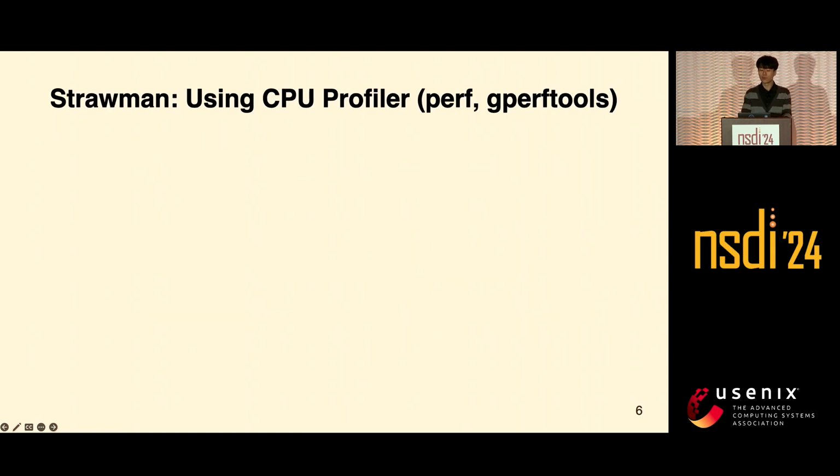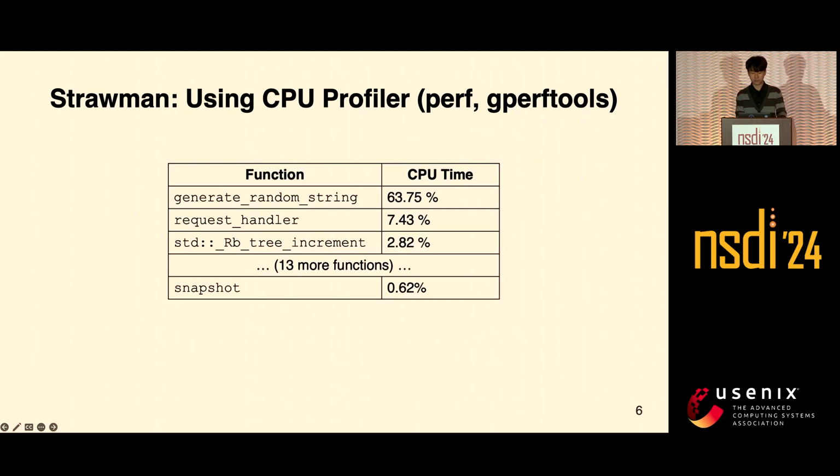What most people do for such performance debugging is to use CPU profilers, like Linux perf or the gperf tool, and look into which part of the code is using the CPU the most. This is the output of Linux perf for the example application. Even though the snapshot function is taking a long time, because it runs so infrequently, it consumes so little CPU. As a result, the snapshot function is buried down on the list, reporting less than 1% of the CPU time.